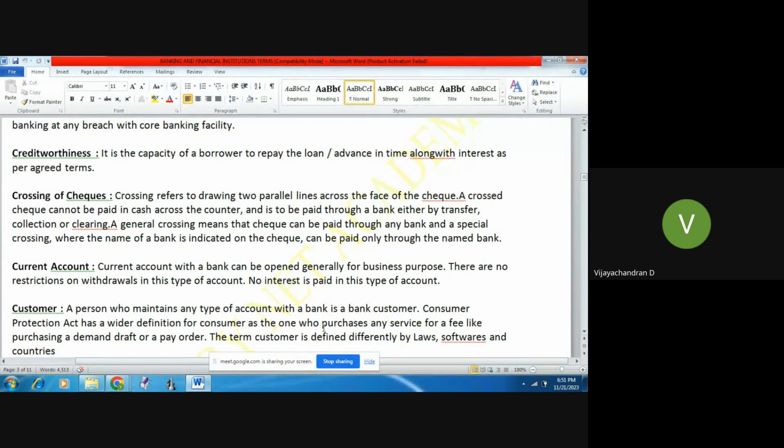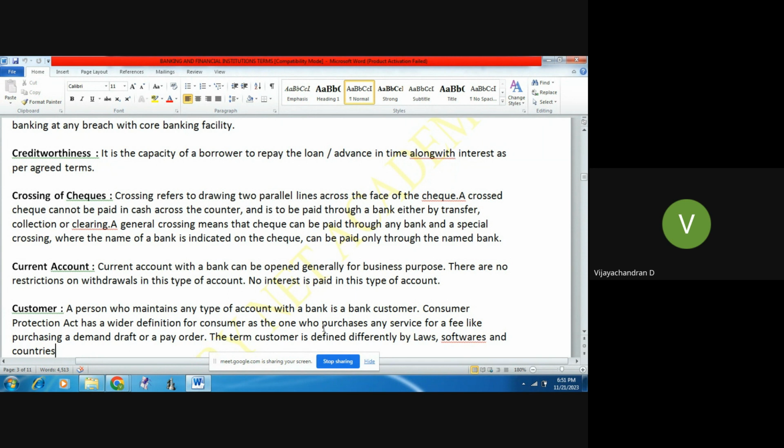In the case of crossing of cheque, two parallel transverse lines are drawn at the left corner of the cheque, with or without the words not negotiable. This is a feature of crossing of cheque. Two lines drawn parallelly at the left corner, with or without not negotiable.